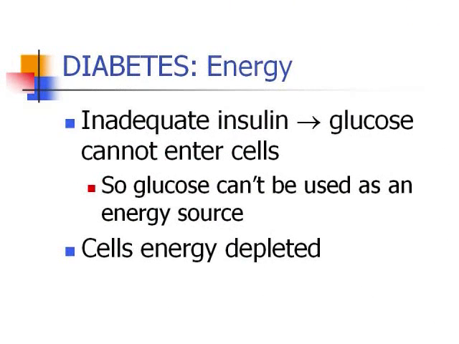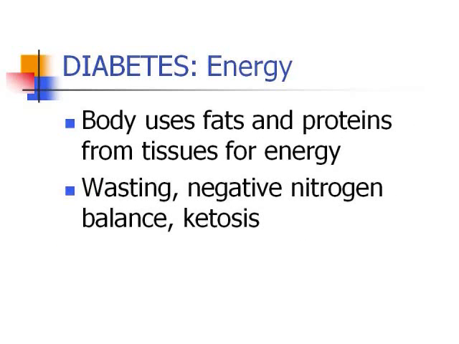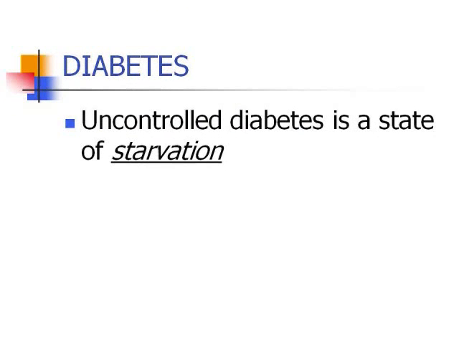When we talk about diabetes, we have to talk about energy. Inadequate insulin means that glucose cannot enter the cells, so the glucose can't be used as an energy source, so the cell's energy is depleted. So the body uses fats and proteins from the tissues for energy. This causes wasting, negative nitrogen balance, and ketosis due to fat metabolism. Uncontrolled, diabetes is a state of starvation.